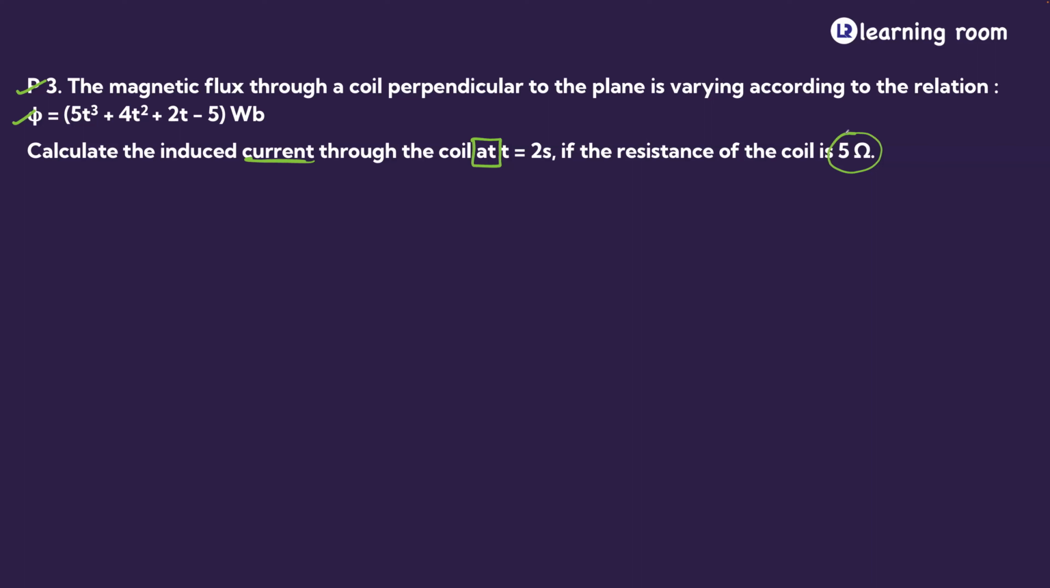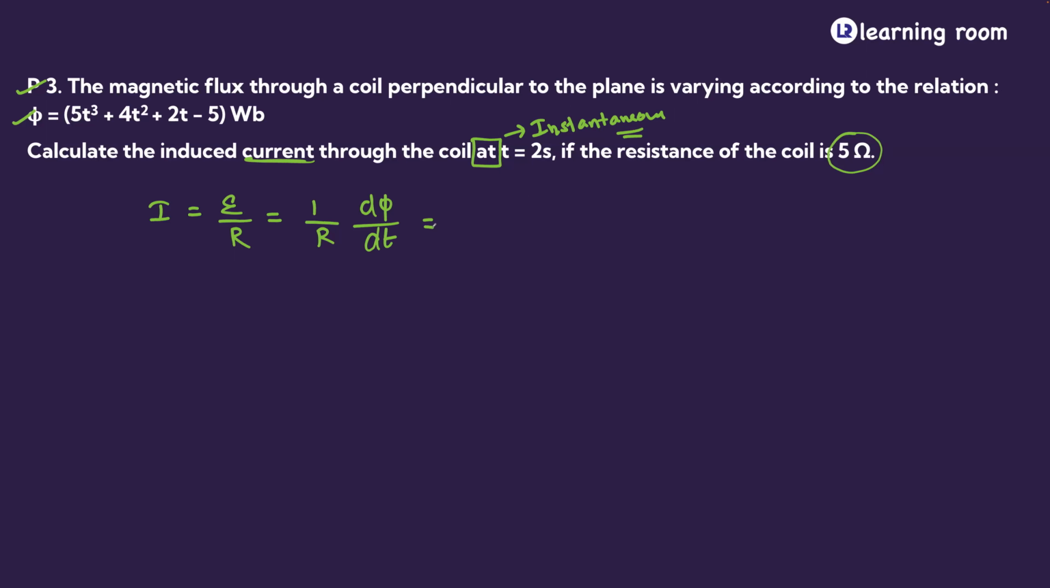So what do we mean by 'at'? At means instantaneous. Between means average. At means instantaneous. So for that, what are we supposed to do? Since they are expecting the current, I is equal to E by R. So can I write this as 1 by R into EMF? I will write it as d phi by dt because it's an instantaneous value.